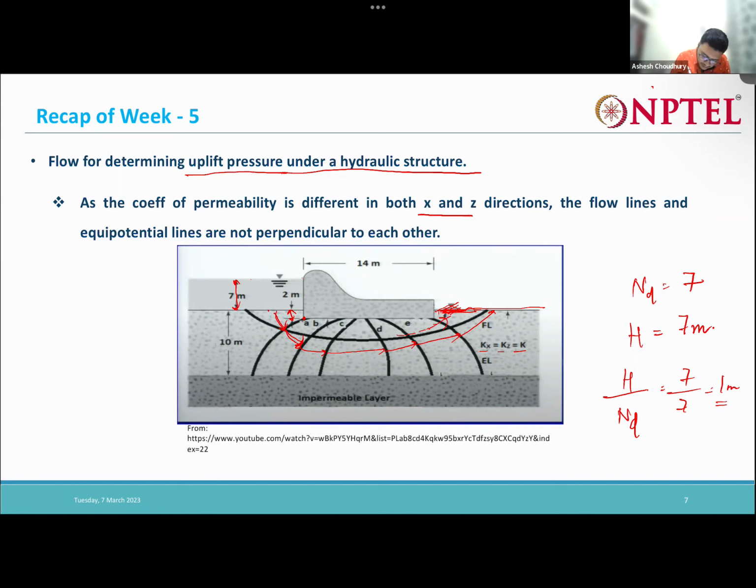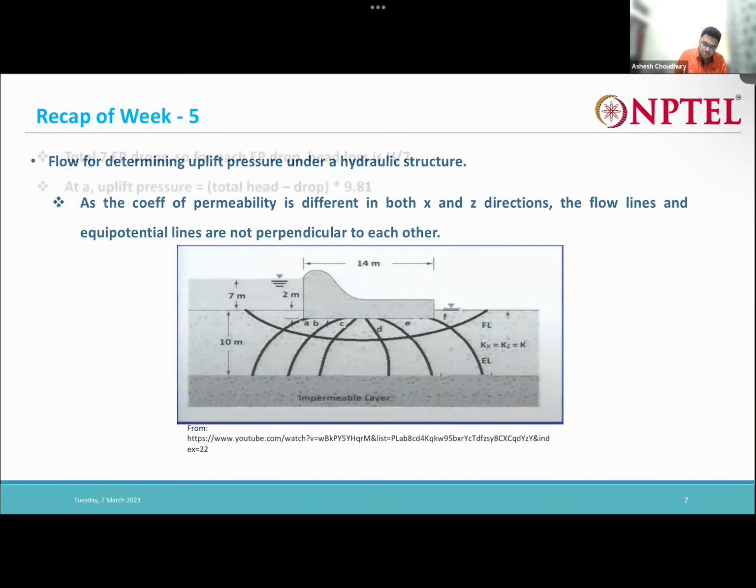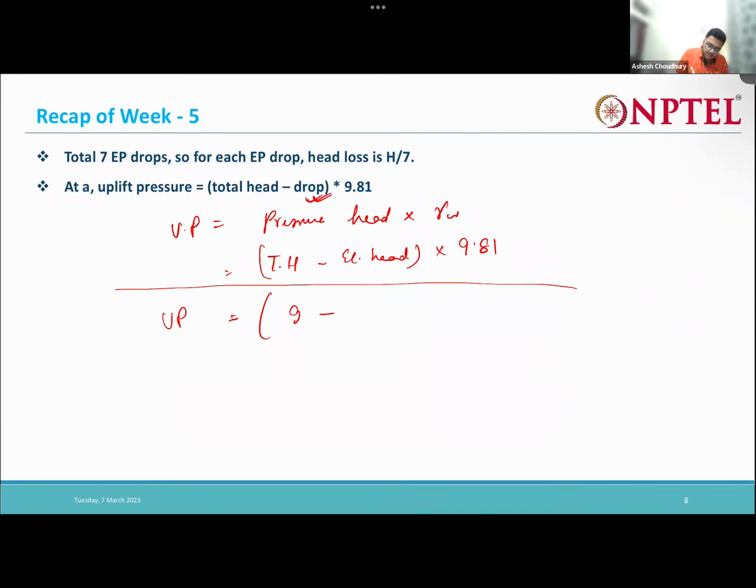So what is the number of drops? It is 1 from here to here. This point A lies on this equipotential line, so there is 1 drop. So 9 minus the number of drops, which is 1 drop, into the head lost in one drop, which is 1, into 9.81. So 8 into 9.81. This much uplift pressure is there.